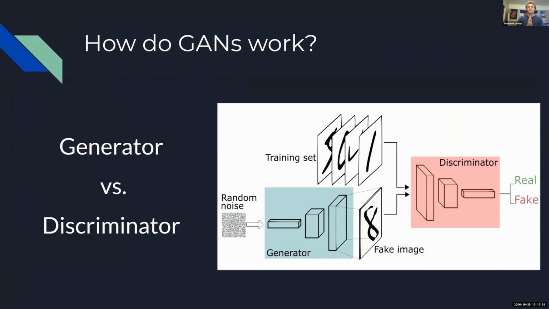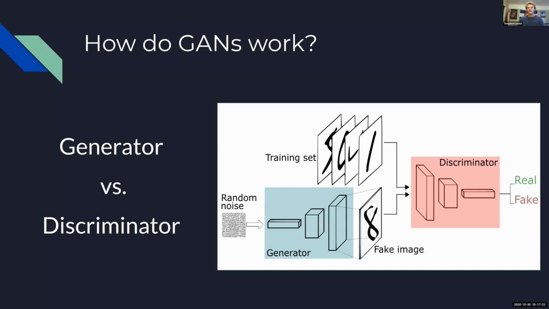So let's get into how GANs work. In previous lectures, you've learned about neural networks as only one neural network, one that takes in some input and spits out some output. What a GAN does is it has 2 neural networks. You have a generator and a discriminator, and they're playing a game against each other to create a better image.